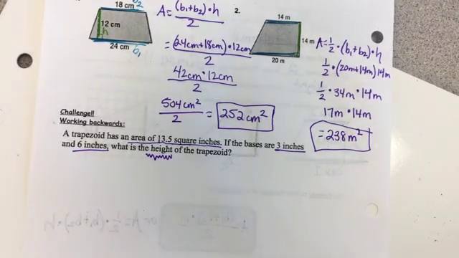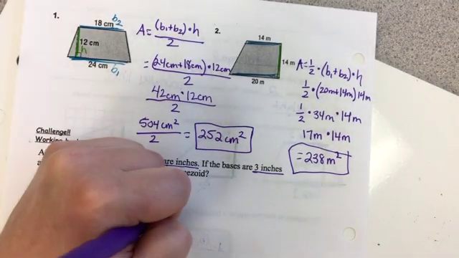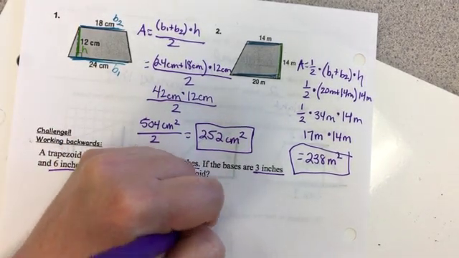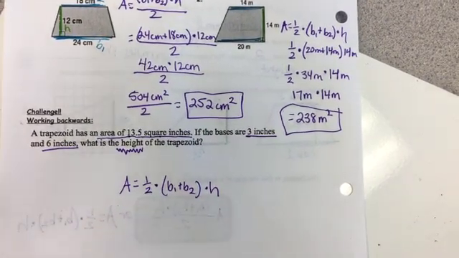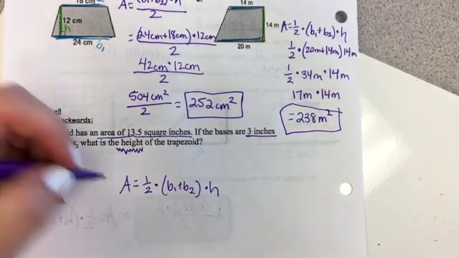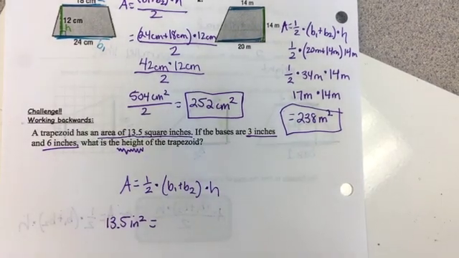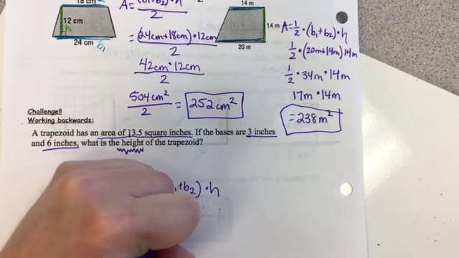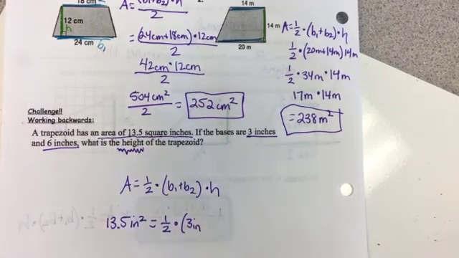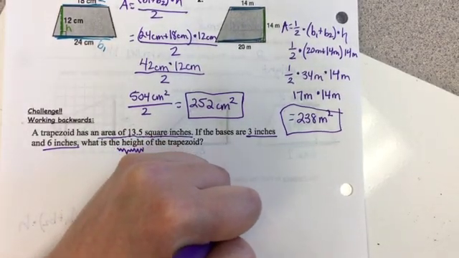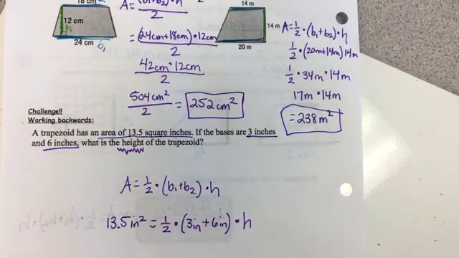Now, anytime you're working backwards, it's much easier to use the formula that's all on one line. So 1/2 times base 1 plus base 2 times height. And then what we can do is just plug in our information that we know. So we know that the area is 13.5 square inches. So I'm going to plug that in for the A. 13.5 inches squared. We're going to keep the half fraction. We know that one of the bases is 3 inches, and we're going to add the other base, which is 6 inches, and then we don't know the height, so we're going to leave our variable h there.